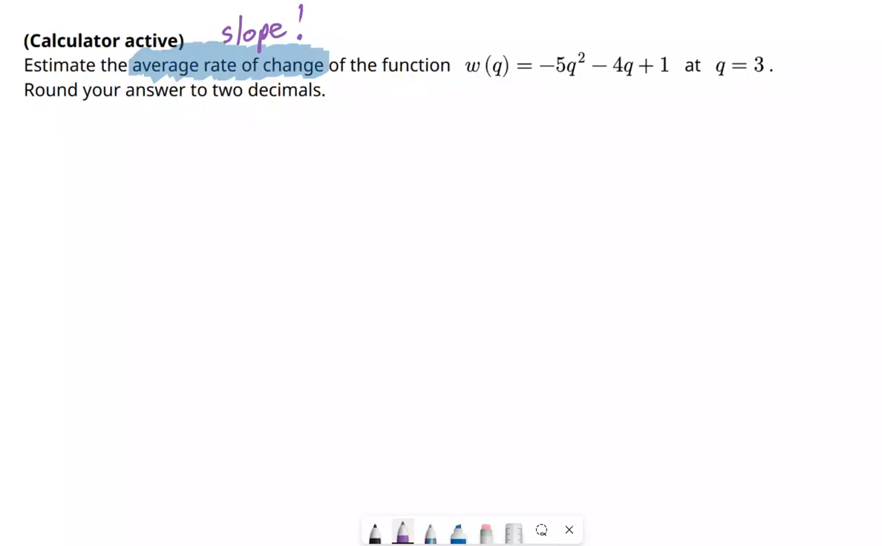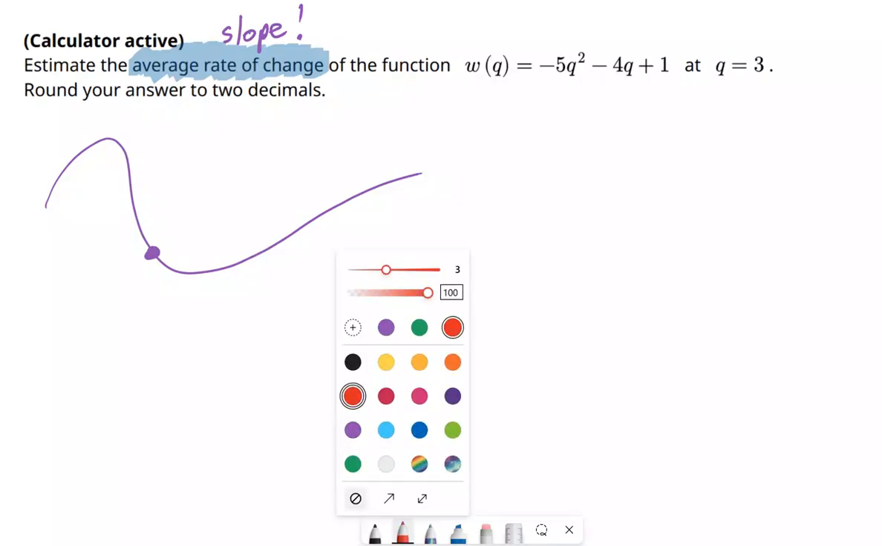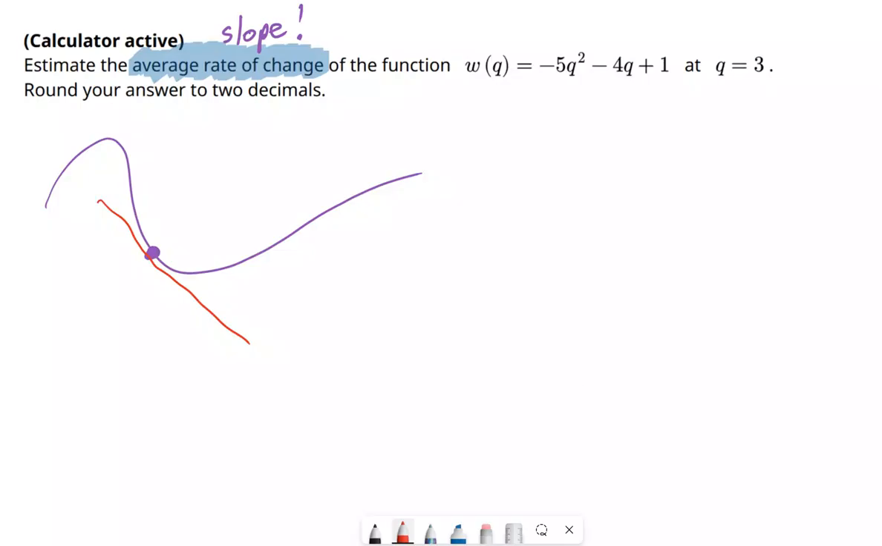Let's pretend we have some curve. This is not negative 5q squared, by the way. This is just some random curve that I'm drawing here. And I said, what's the slope at this point right there? You can imagine a tangent line would look something like this. Okay, so it has some kind of negative slope.